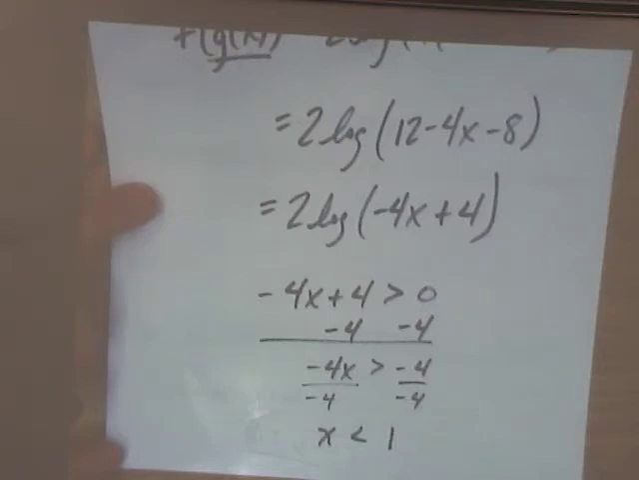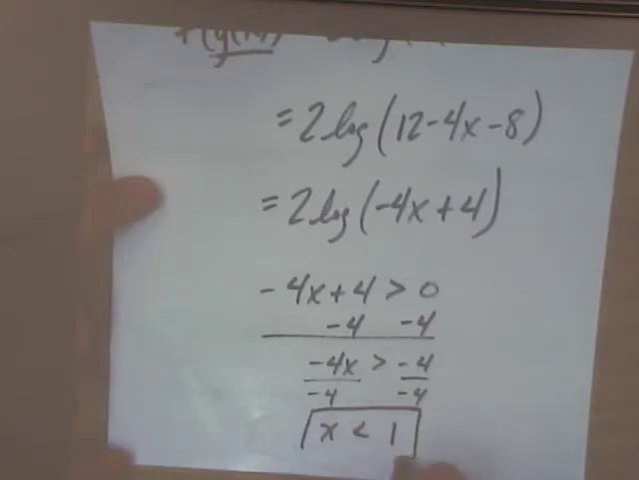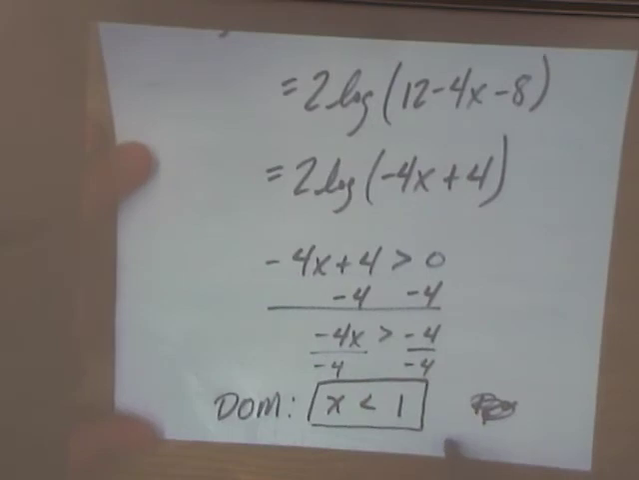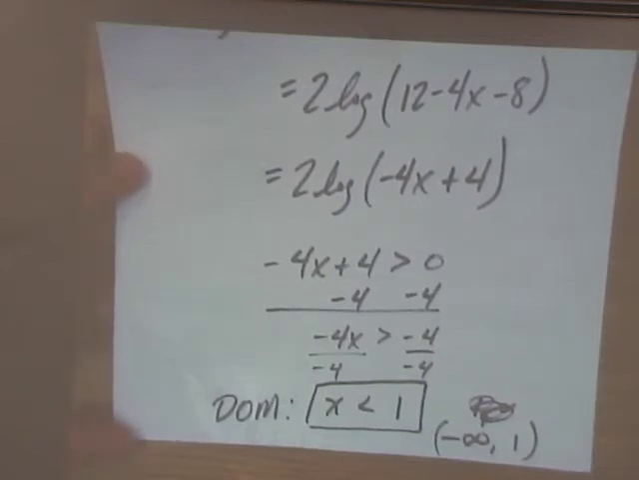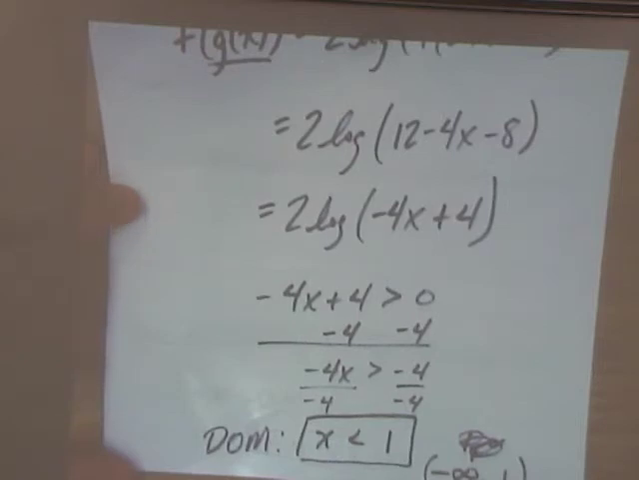And when you multiply or divide by a negative across the inequality, you gotta flip the sign, right? Yes? Okay, so this is my domain. We could also write that as negative infinity to 1, not including the 1. Any questions on 34?